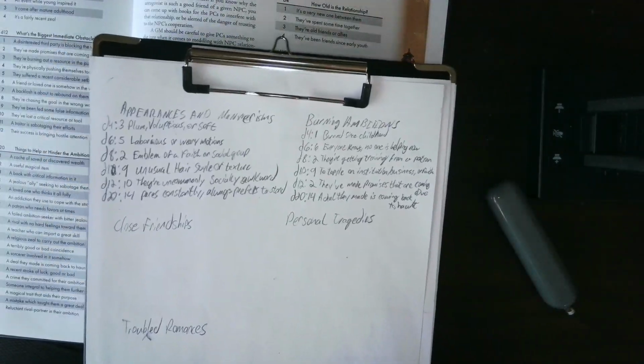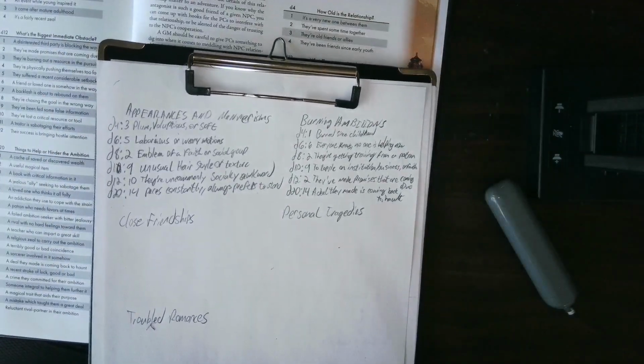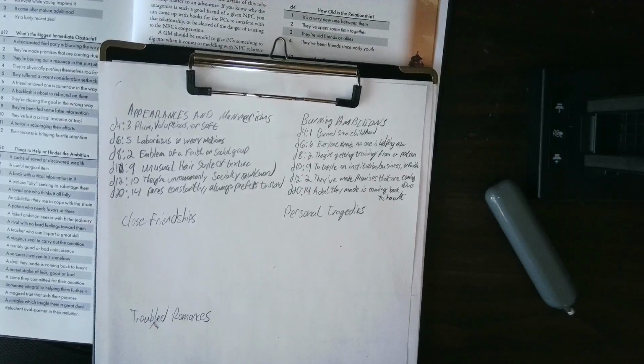With the burning ambition here, what we have is that it's been burning since childhood. It's all in reference to their ambition. They've had it since childhood. Everyone knows, but nobody's helping them at the moment. They're getting training from a patron in order to help them advance their ambition. Their goal is to topple an institution or business or faith. The biggest immediate obstacle is that they've made promises that are coming due. And finally, the thing to help or hinder is that the deal they made is coming back to haunt them.